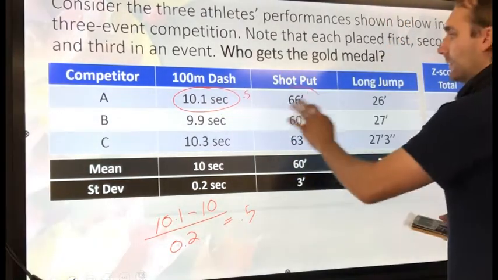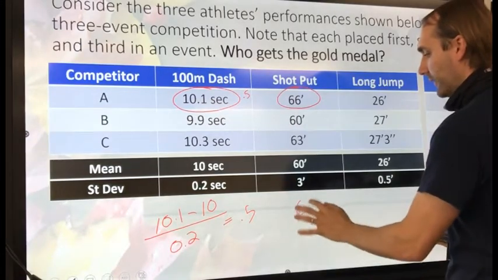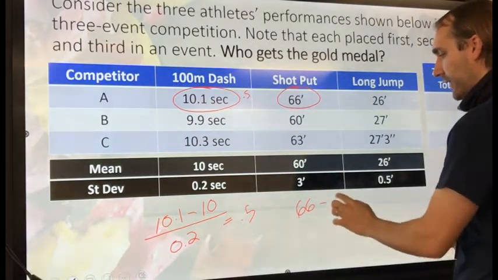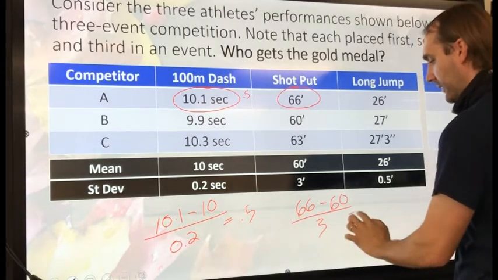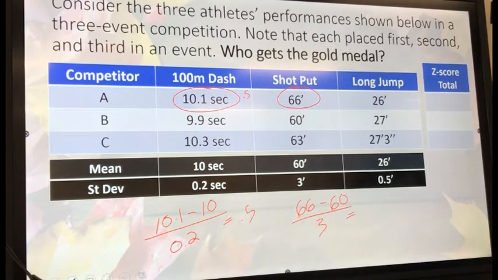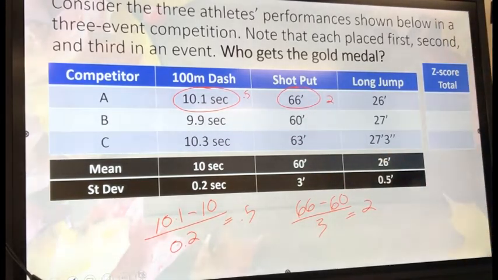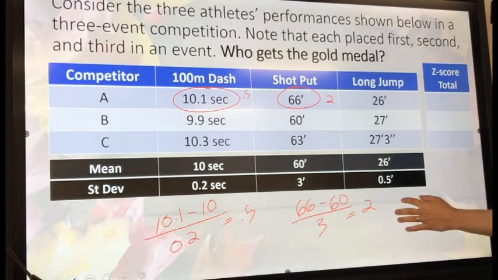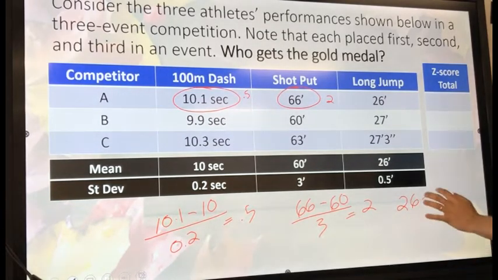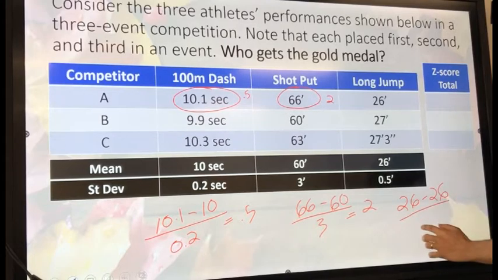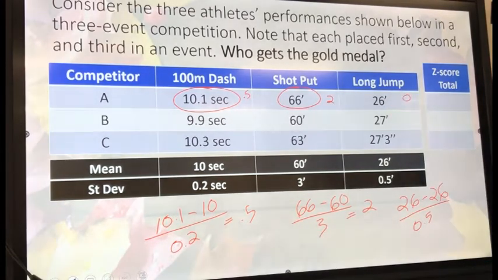Shot put. So he scored a 66. The mean is 60, so subtract that from 66, divided by the standard deviation of 3, gives me a Z-score of 2. And then the long jump. So his score was a 26 with a mean of 26 and a standard deviation of 0.5, which is 0. He was the average. So if I add those together, I have a Z-score of 2.5.